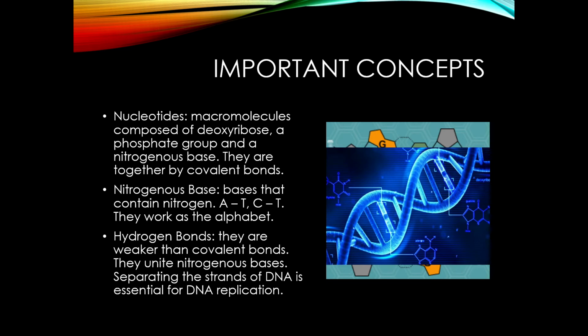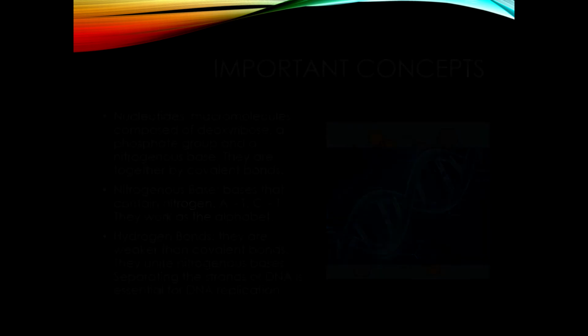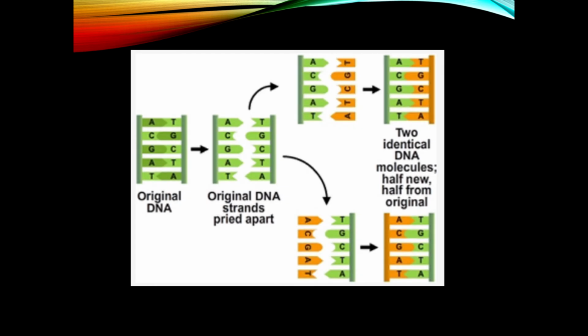And now we have hydrogen bonds. They are weaker than covalent bonds, but they are unique to nitrogenous bases. Separating the strands of DNA is essential for DNA replication. So when adenine pairs up with thymine, they are going to get together by a hydrogen bond, okay? The same thing happens when cytosine is pairing up with guanine. They are getting together with a hydrogen bond. That is not really that strong because DNA needs to separate to actually replicate later on.